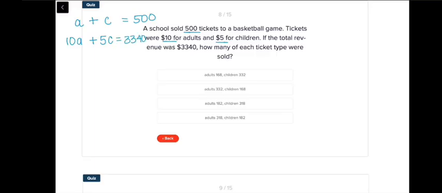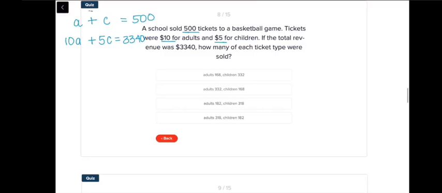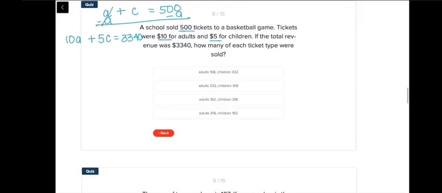Now, in this problem, we can use substitution or we can use elimination. I'm going to go ahead and use substitution. To use substitution, I'm going to need to have one equation with one variable isolated. It doesn't really matter which variable I isolate. In this case, I'm going to take the first equation and isolate the variable c. So I'm going to subtract a from both sides, so that way c can be alone. And that's going to leave me with c is equal to 500 minus a.